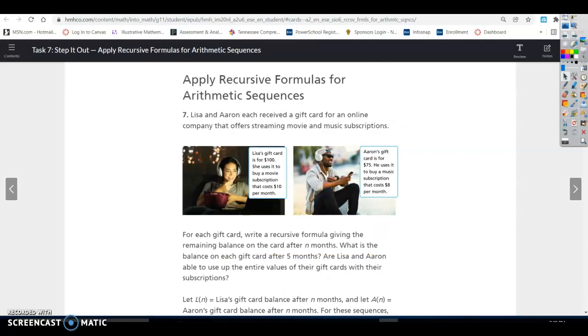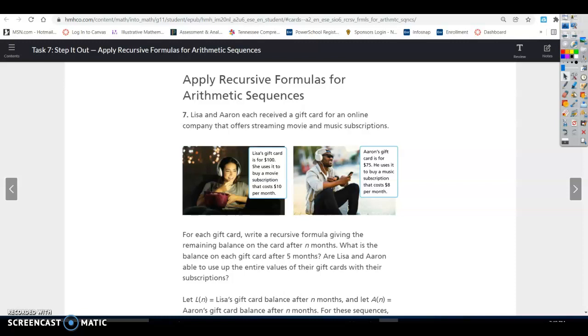Lesson 14.1, task 7. Apply recursive formulas for arithmetic sequences. Lisa and Aaron each receive a gift card for an online company that offers streaming movies and music subscriptions. Lisa's gift card is for $100. She uses it to buy a movie subscription that costs $10 per month. Aaron's gift card is for $75. He uses it to buy a music subscription that costs $8 per month.